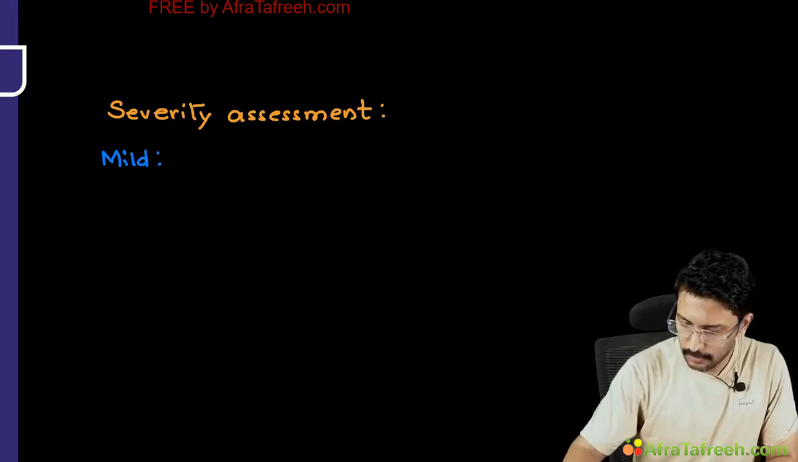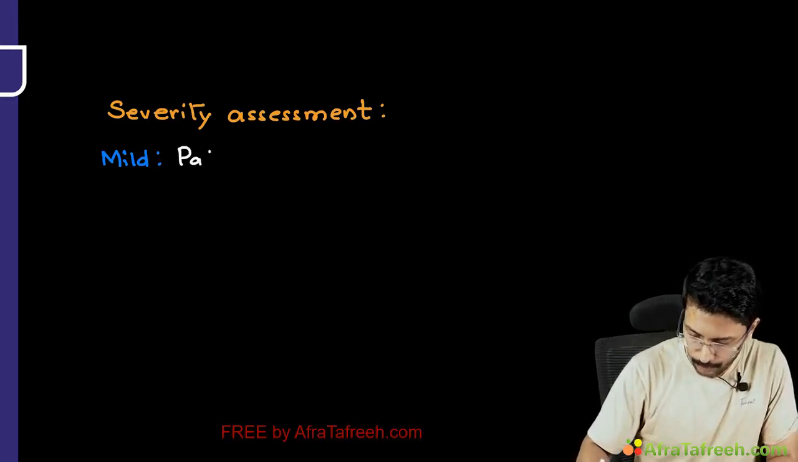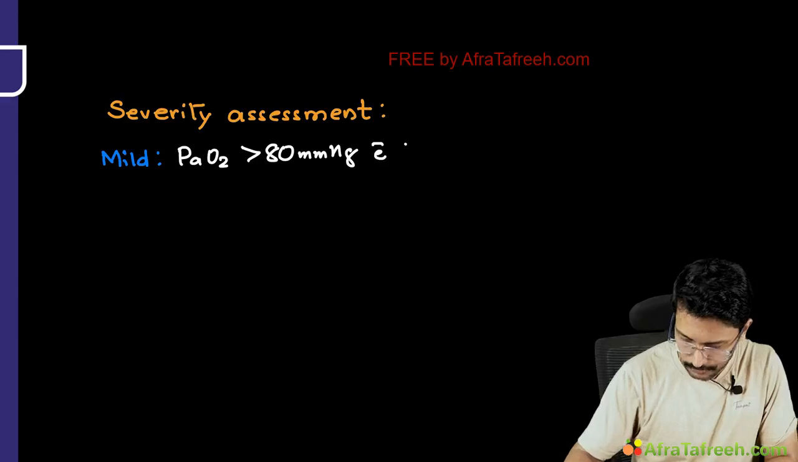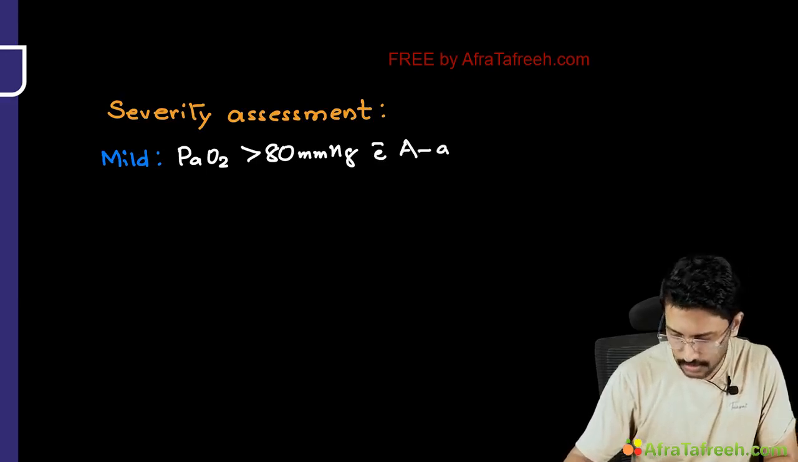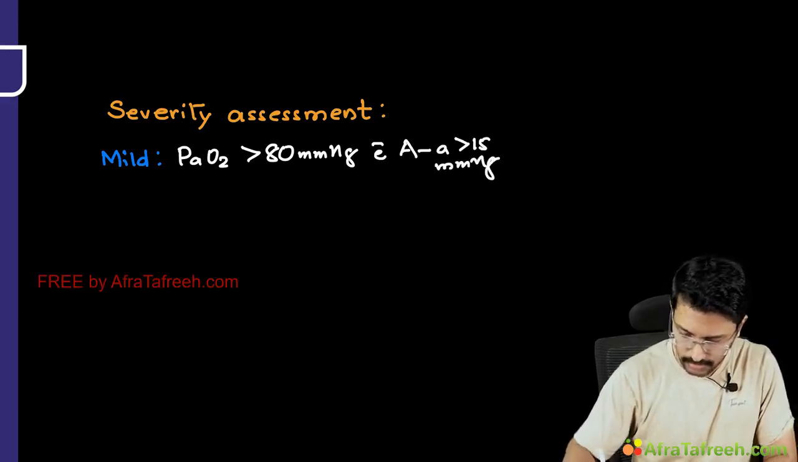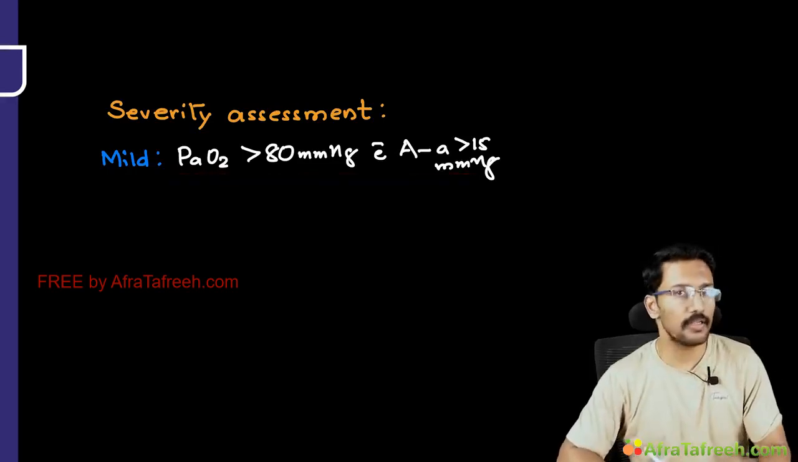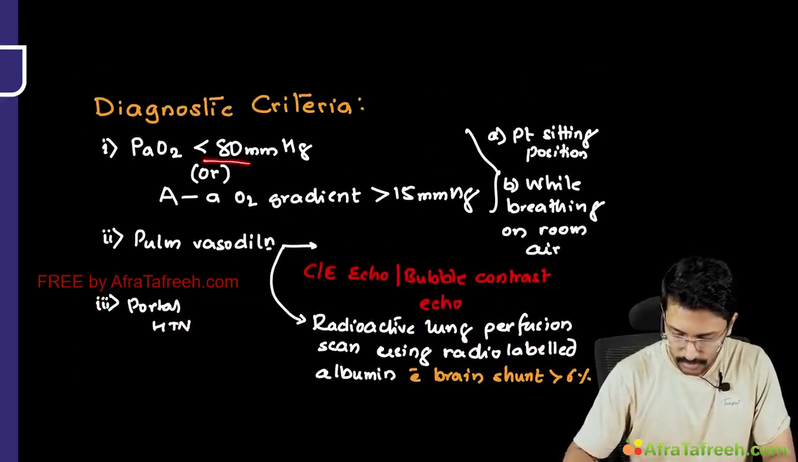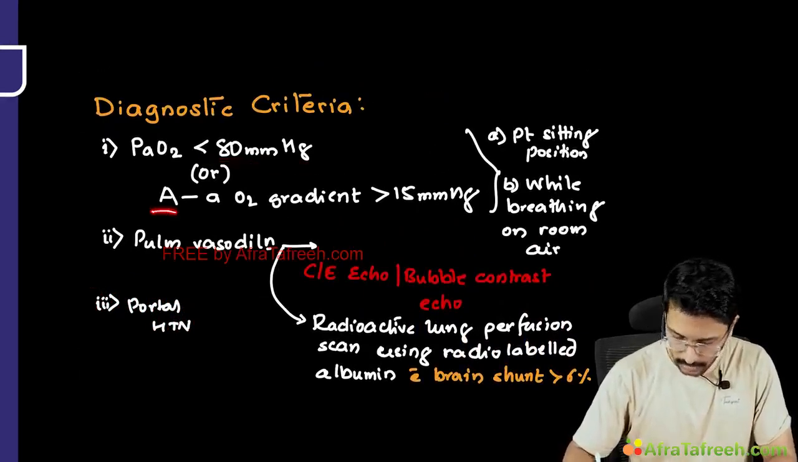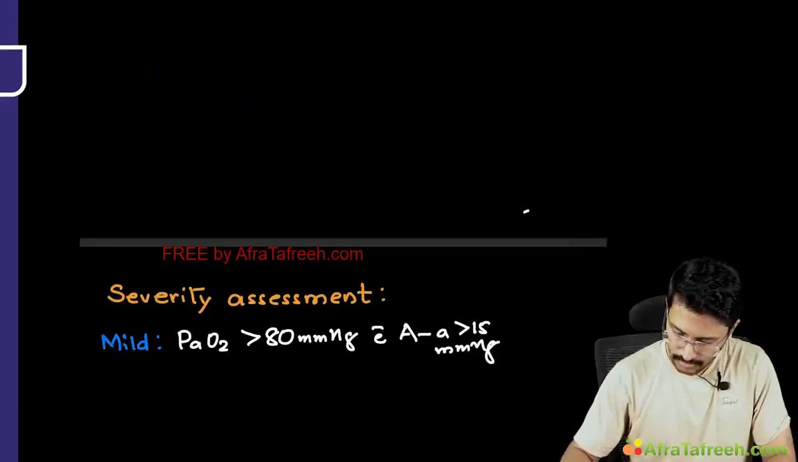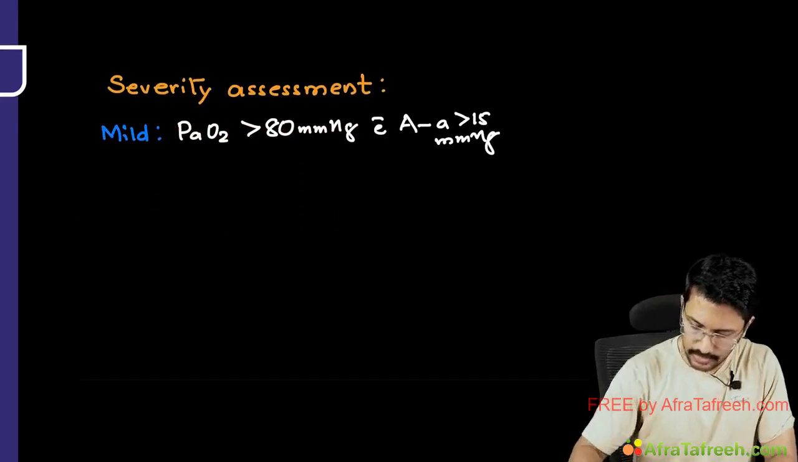Now, when can I call it mild hepatopulmonary syndrome? I will call it mild when PaO2 is more than 80 millimeters of mercury with an alveolar arterial oxygen gradient of more than 15 millimeters of mercury. Does this satisfy the diagnostic criteria? Yes, right? When you look at the diagnostic criteria, what did we say? Either PaO2 less than 80 or alveolar arterial oxygen gradient of more than 15 millimeters of mercury. So the mild case obviously satisfies that. I will call it mild in this case.